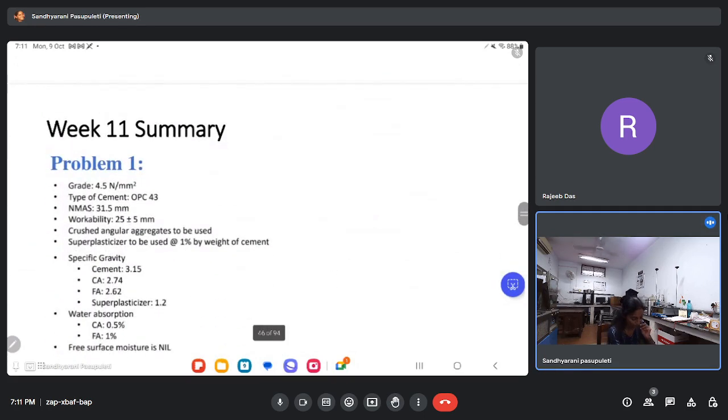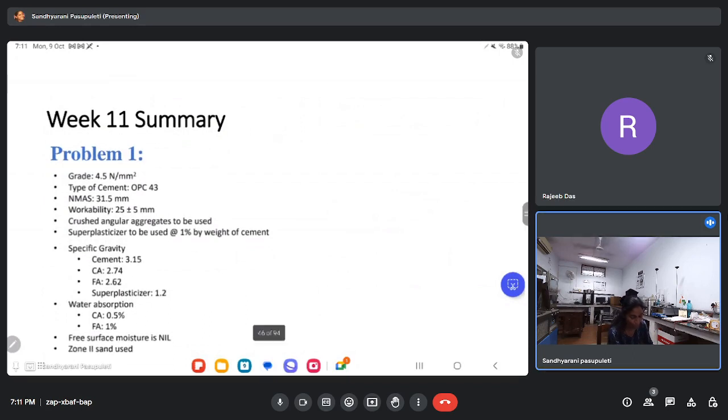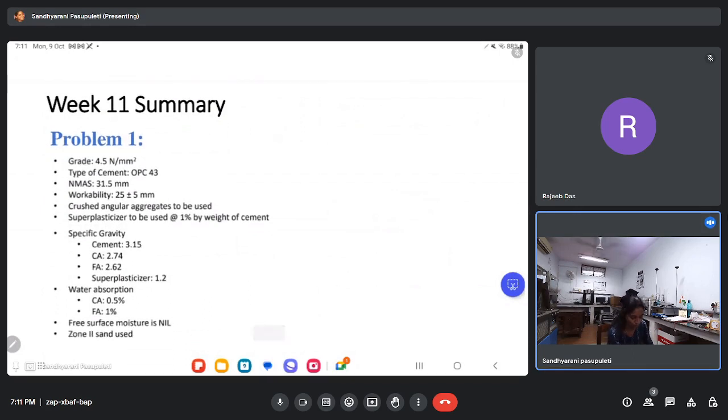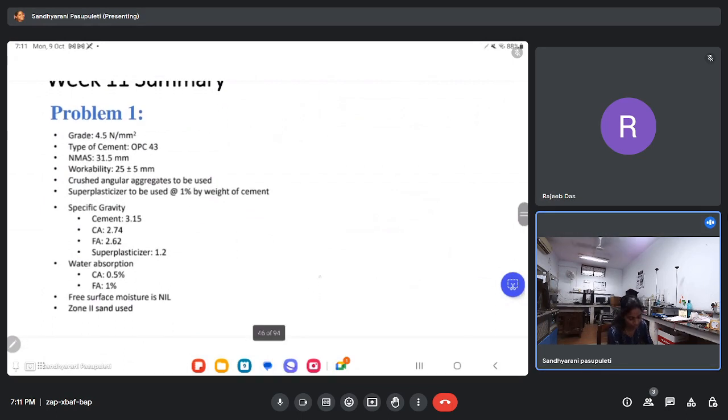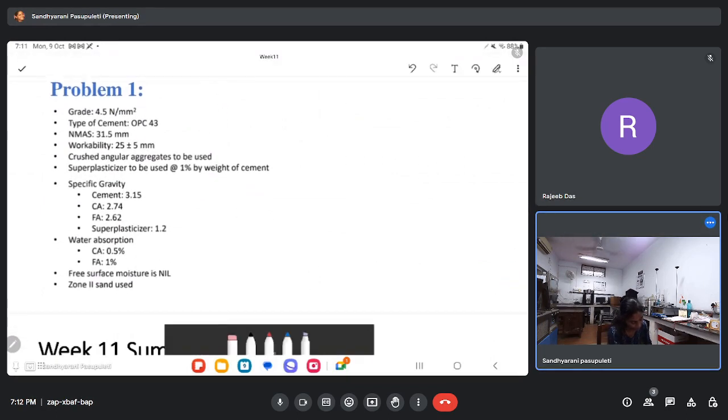So let us quickly discuss one problem, and later we will see a few numericals, a few theoretical and other numericals. So this is one of the problems where the details given are, we have to design for a flexural strength of 4.5 Newton per mm square, and the type of cement to be used is OPC 43, and they have provided the nominal maximum aggregate size of 31.5, and they are also asking us to maintain the workability to around 25 plus or minus 5 mm, and the aggregates used are crushed angular aggregates. Superplasticizers to be used at 1% by weight of cement.